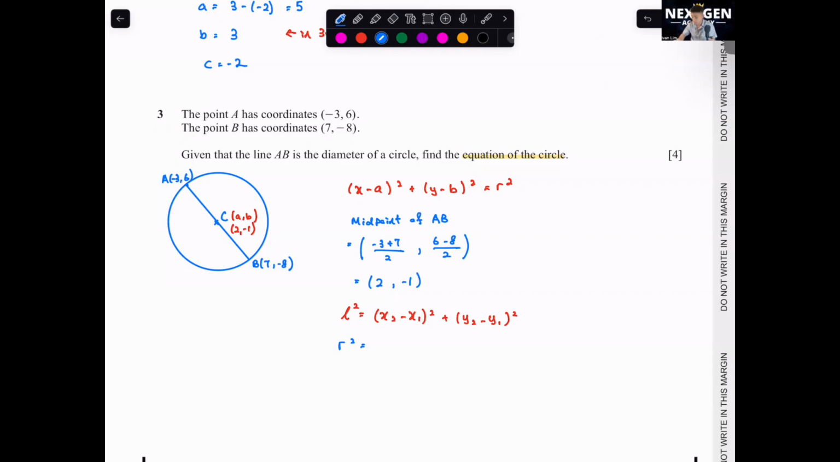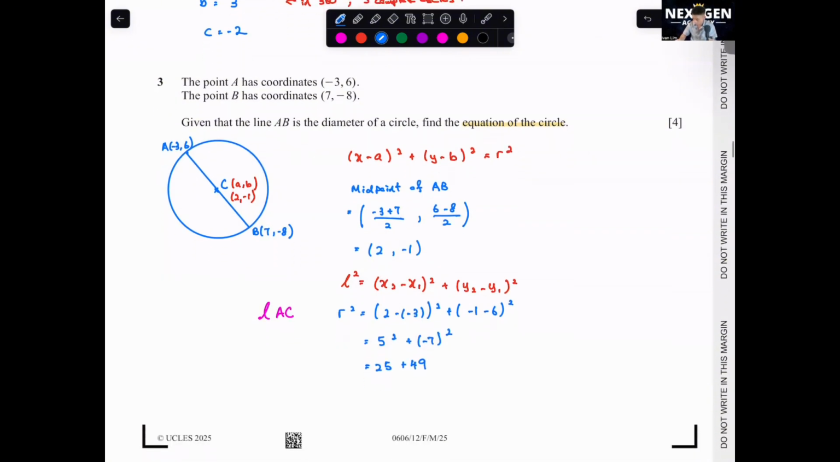So 2 minus minus 3. Let's take A and C here. We take the length of AC. So here will be (2 minus minus 3) squared plus (-1 minus 6) squared. This will be 5 squared plus -7 squared, 25 plus 49. 25 plus 49 is equal to 74.